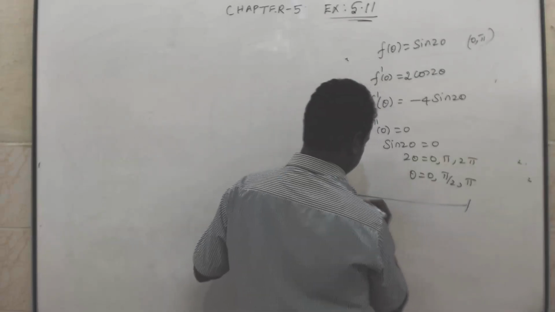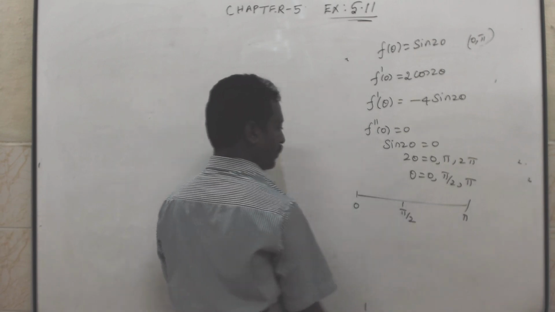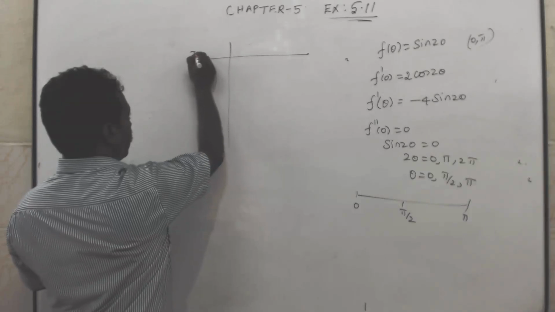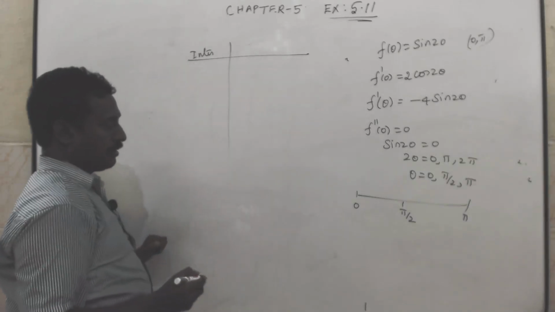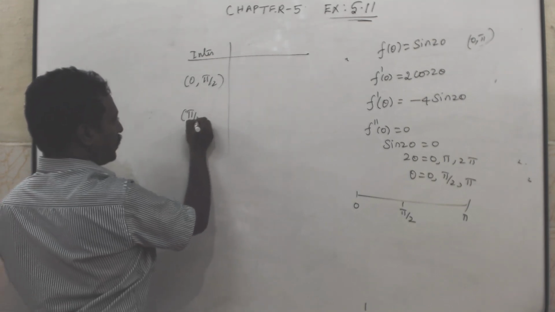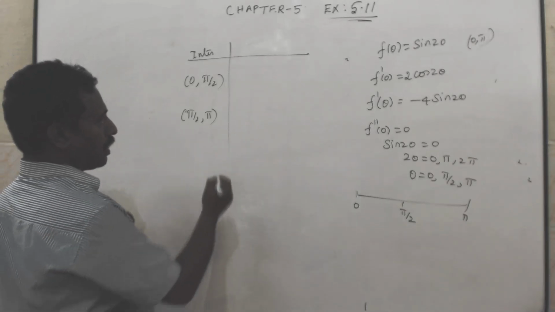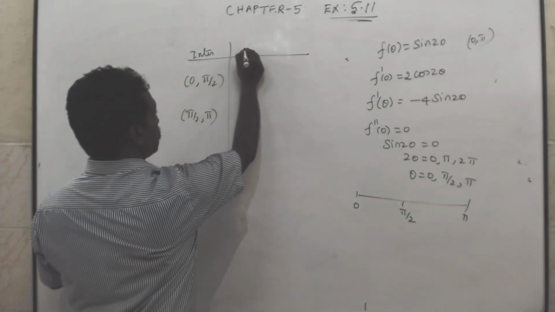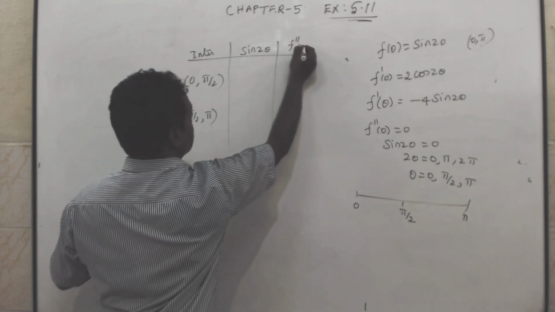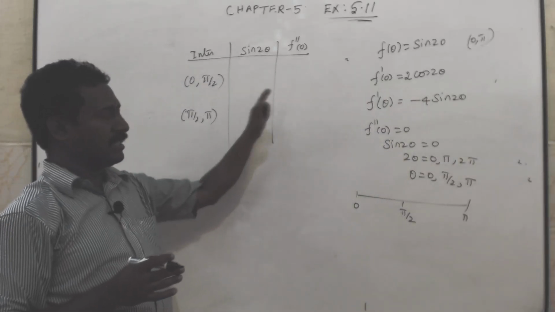Then draw the number line. Given interval 0 to pi, in between pi by 2. Then draw the table. What are the intervals? 0 comma pi by 2, and another interval, pi by 2 comma pi. In between, f double dash of theta is minus sin 2 theta.